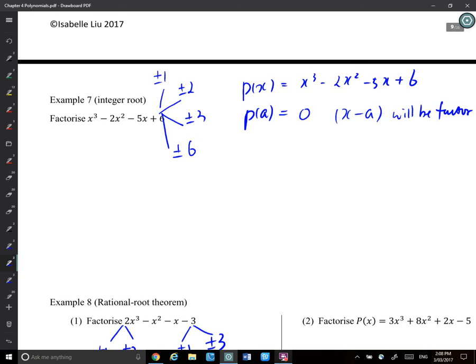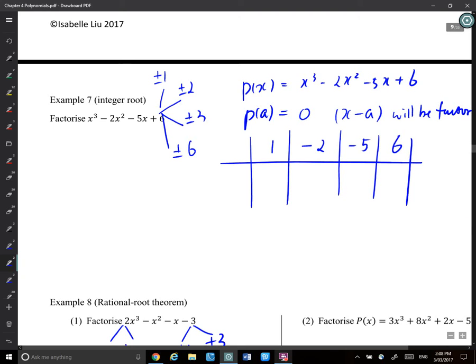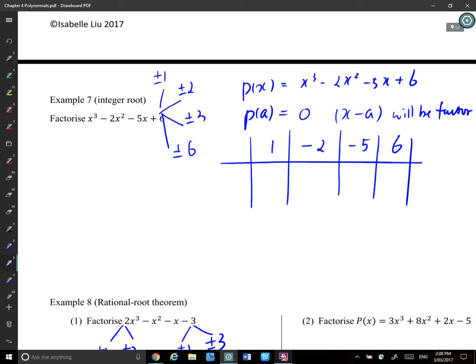Next, you don't want to substitute single numbers in, because even though you work out that x minus 1 is a factor, what do you do next? Long division, right? You still need to do long division. So why not start with the synthetic method directly? So we have 1, -2, -5, and 6 as the coefficients of P(x).